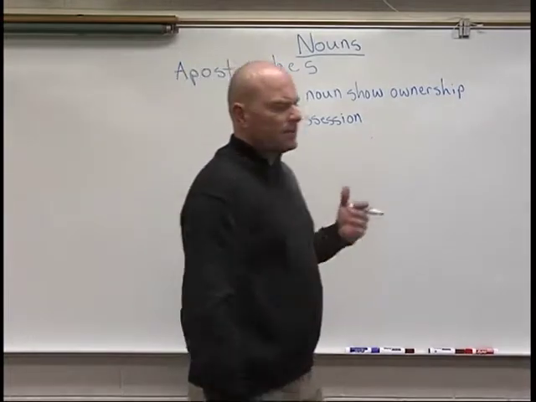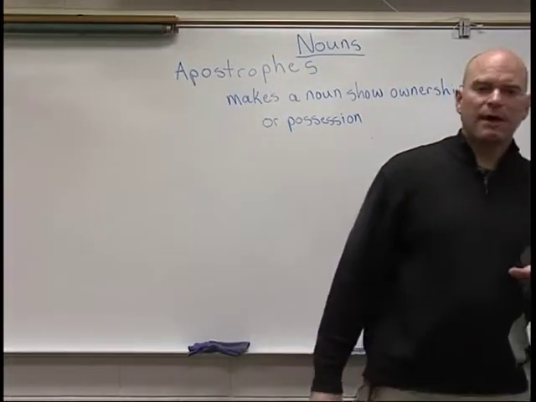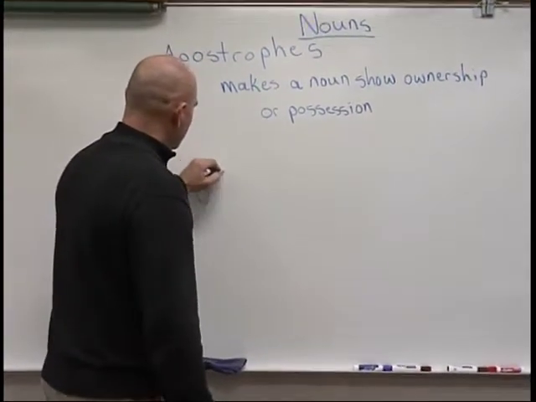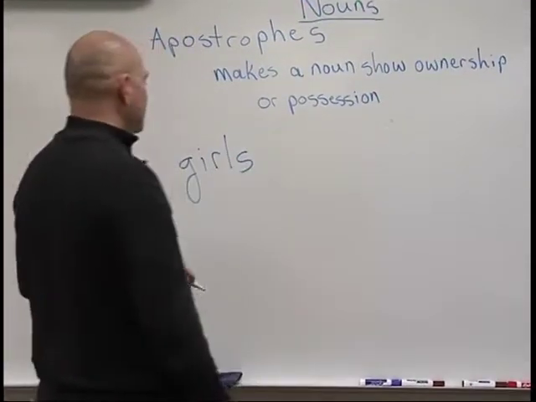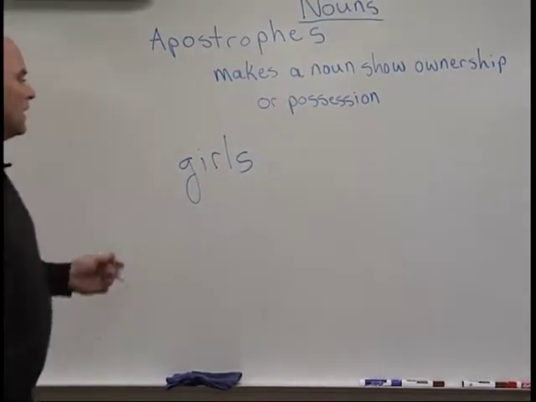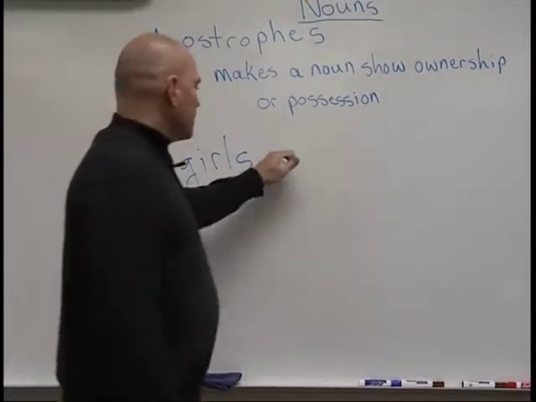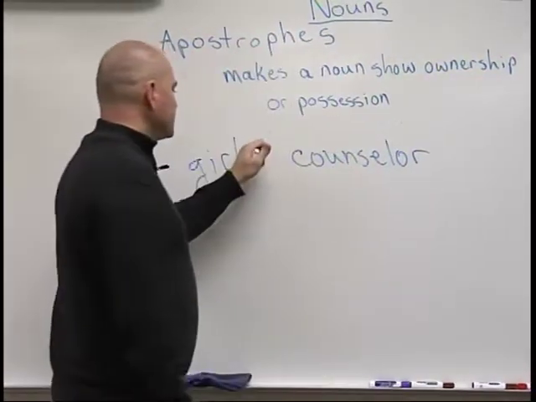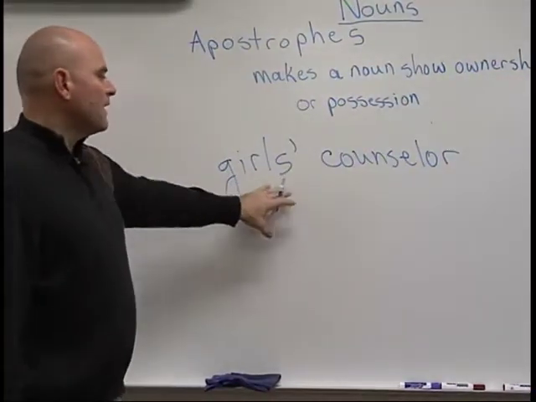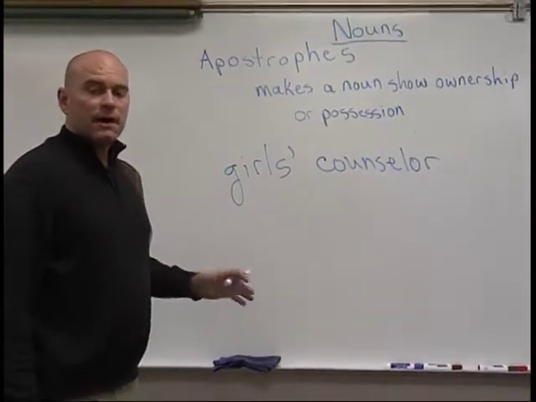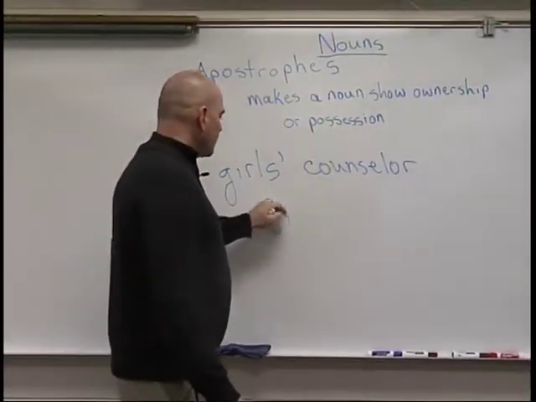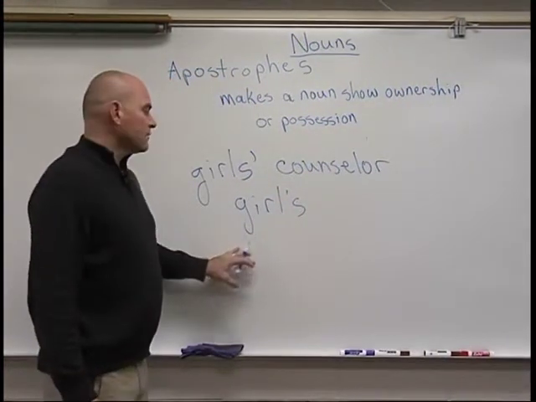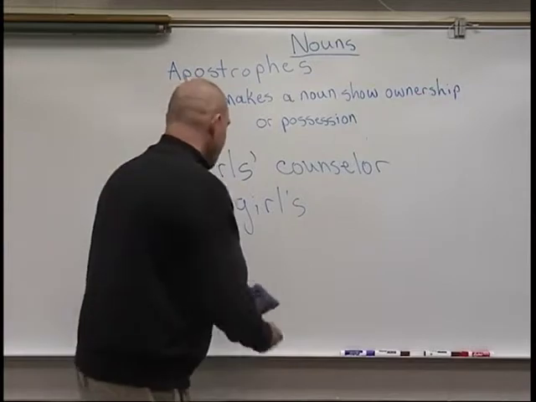If I'm going to use an apostrophe with a plural noun that's ending in S, for example, girls. If I'm talking about a group of girls, the girls' counselor, if I put the apostrophe there, I'm talking about a group of girls. The noun is already plural. If I write it like this, I'm talking about one girl, the girl's counselor. Okay?